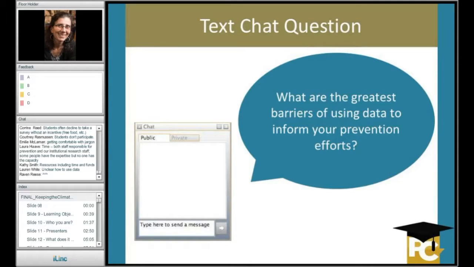Lauren says unclear how to use the data. I think it's what you opened with, Jane: it's great to have this data, but if we don't understand how to use it, it's probably not going to leave the shelf. Right. Thank you all so much. LB says if the data doesn't make the program or university look good, it's politically challenging to share it. That's another barrier. Yeah, that is a barrier. Great, thank you all.